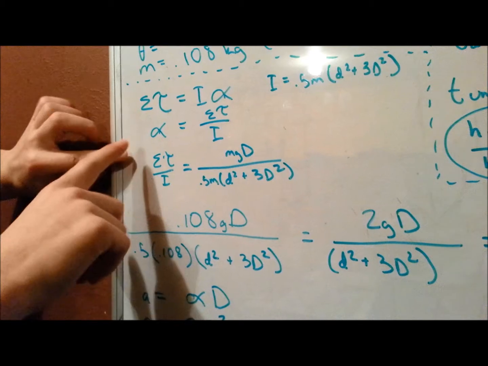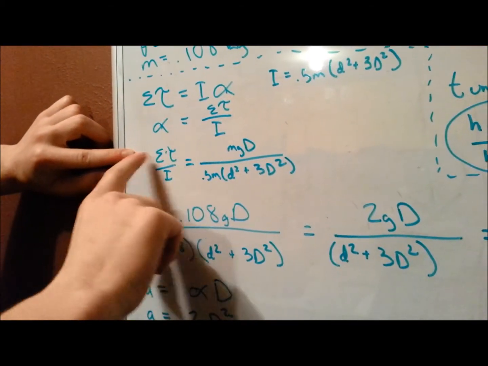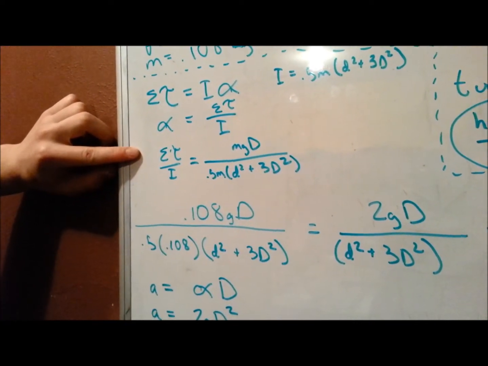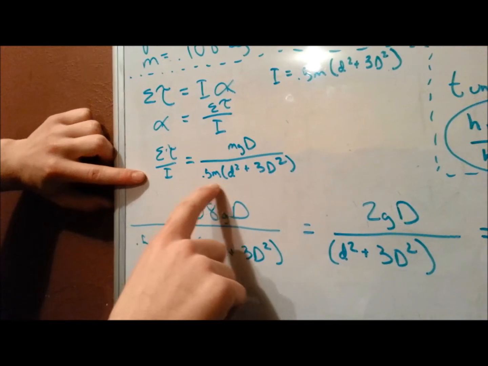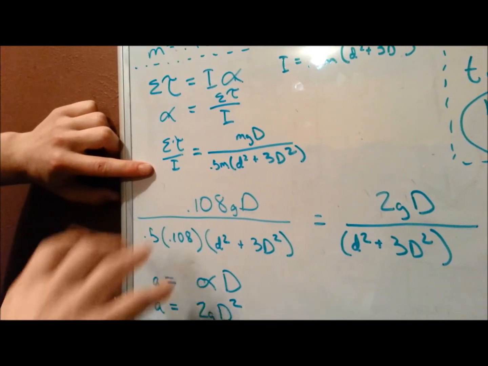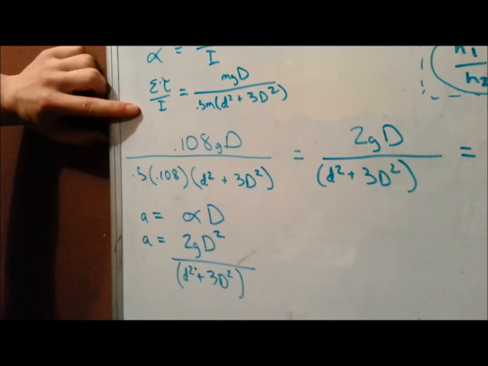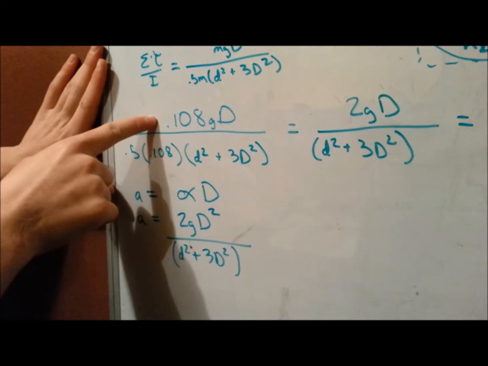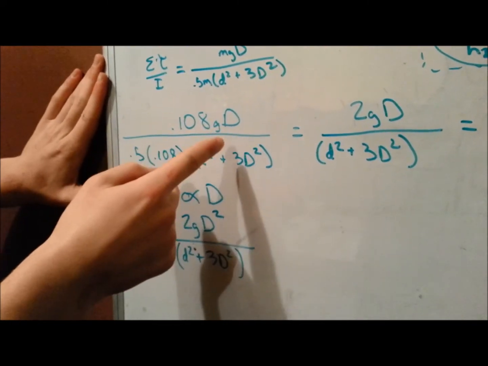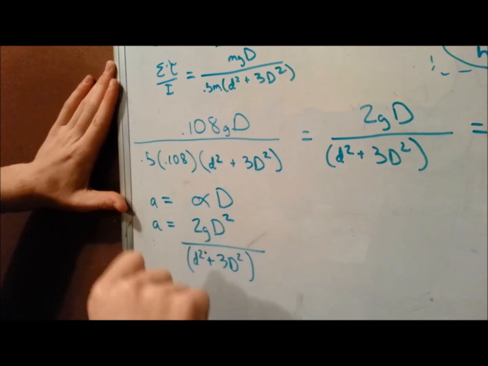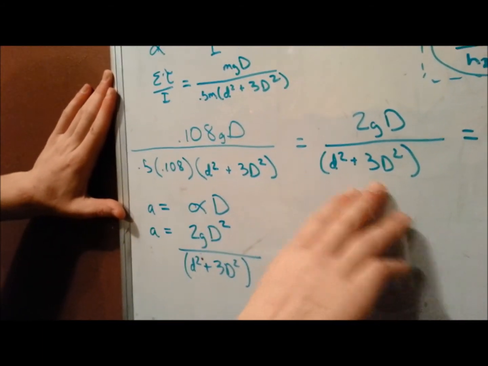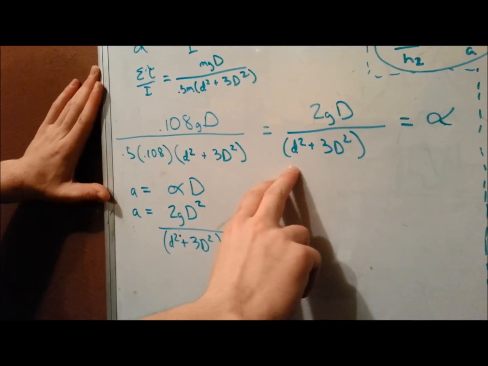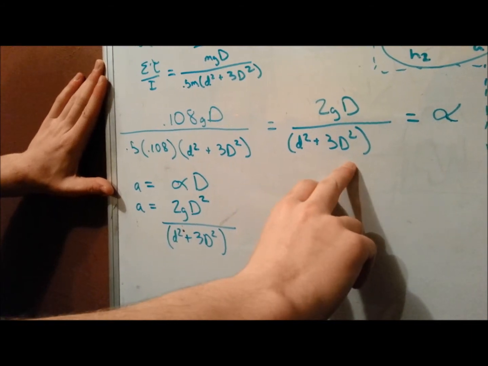Now net torque we solve for over there with torque is equal to mass times gravity times the outer diameter. And the moment of inertia is right here, given. We plugged in the variables that we do know, most of the variables. We plugged in mass, which is 0.108 kilograms, times gravity times big D, all over this, which is equal to 2g big D all over little d squared plus 3 big D squared.